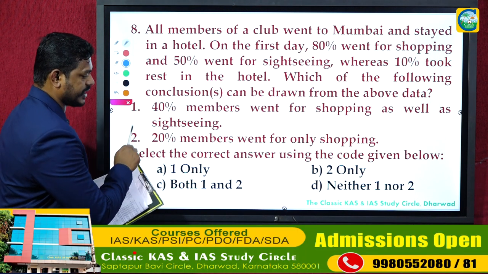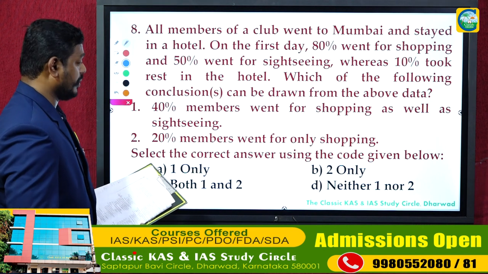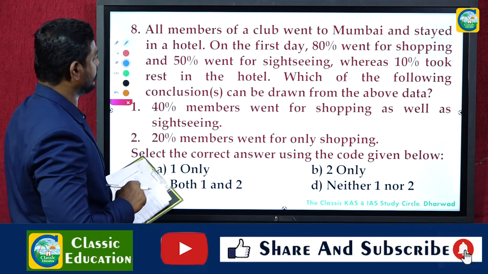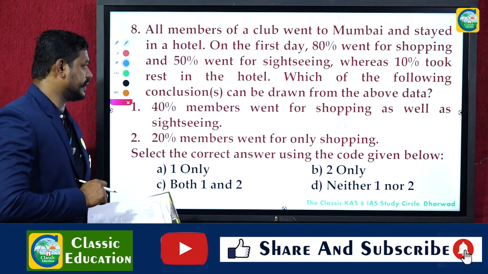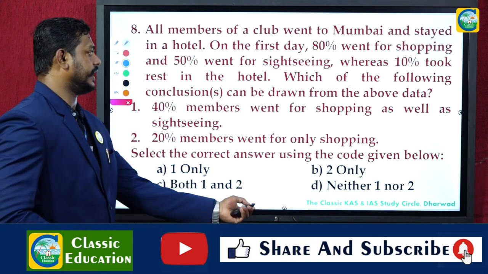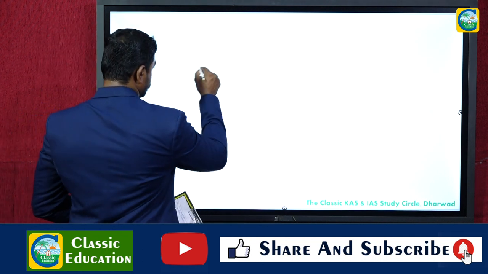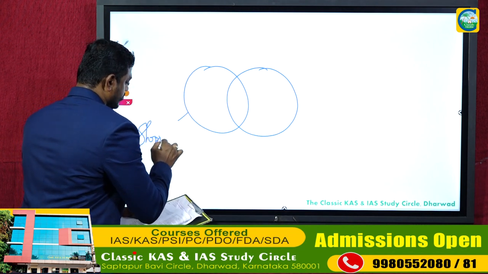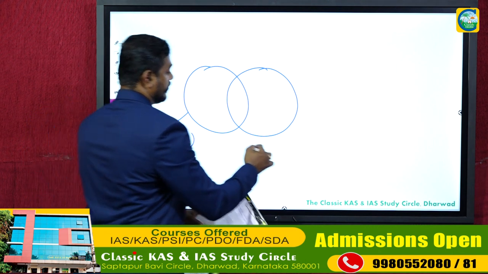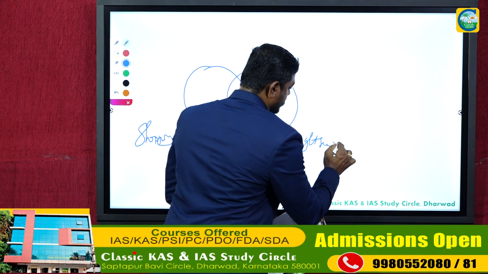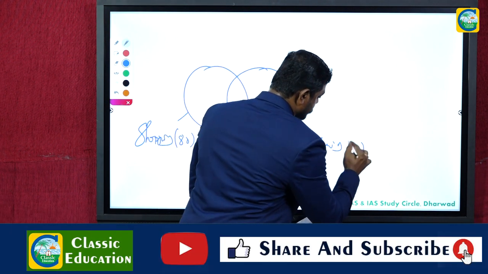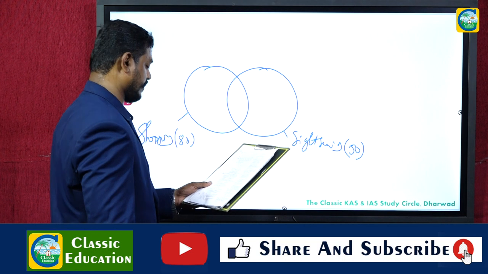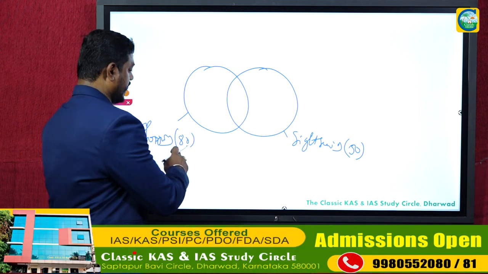40%. Why? Because then 20% members in the second conclusion, 20% of members went for only shopping. Given 80% on the first day, 80% went for shopping and 50% went for sightseeing, whereas 10% took rest in the hotel. Let me see by drawing a Venn diagram here. Here comes shopping, 80%, then here sightseeing, that is 50%, friends. Then they are telling 10% are taking the rest. So we have to mention this 80 and 50.